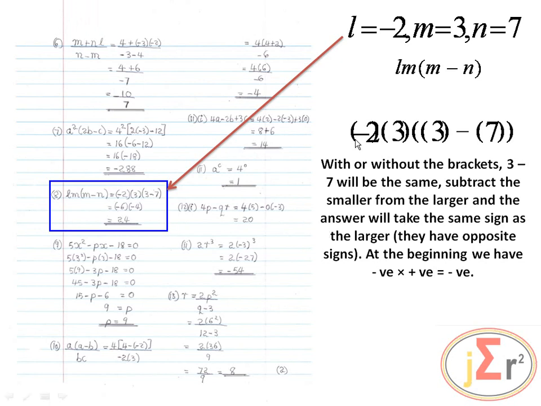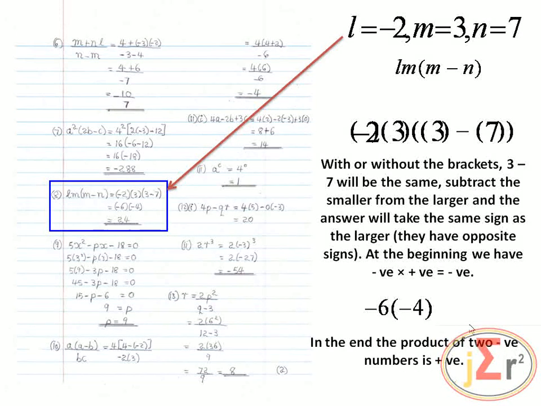And of course what we have here is negative 2 times 3. Negative 6 times negative 4. That's a positive 24. In the end, the product of two negative numbers is positive.